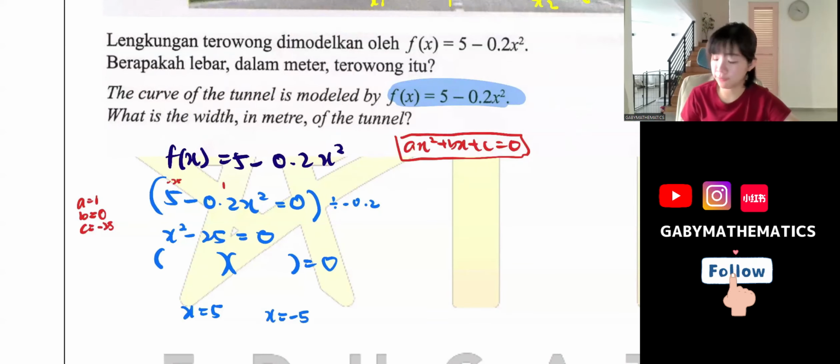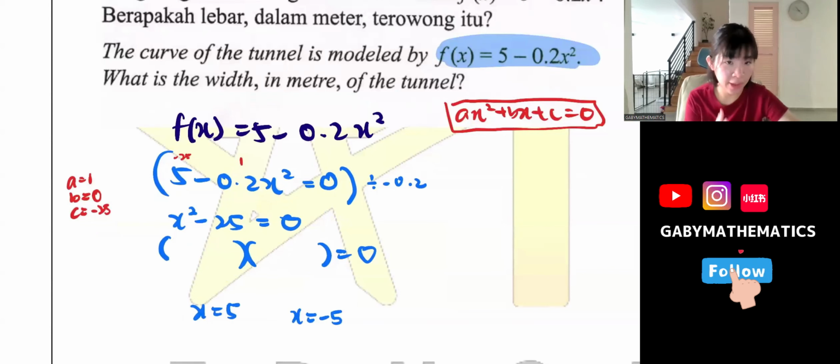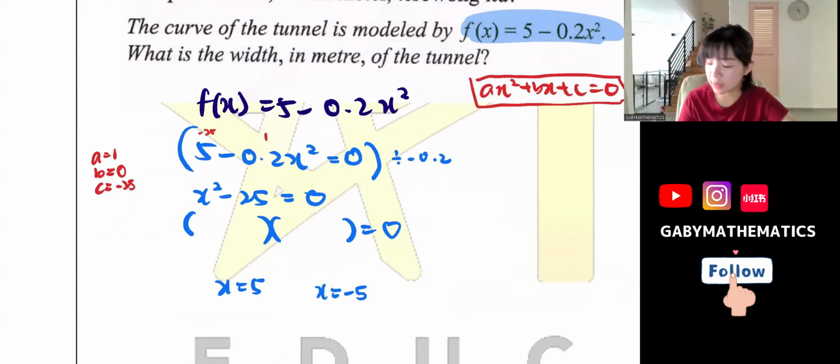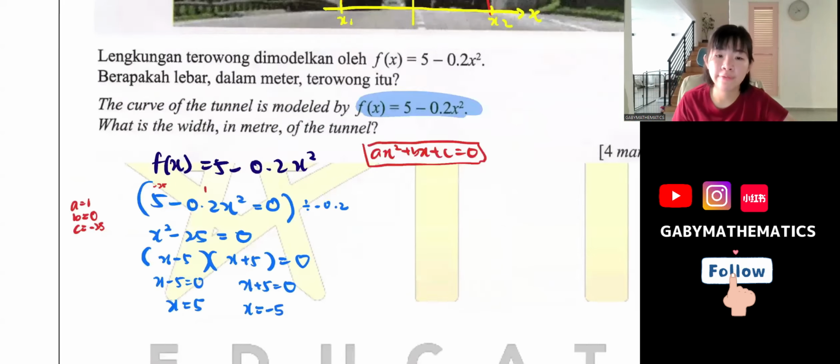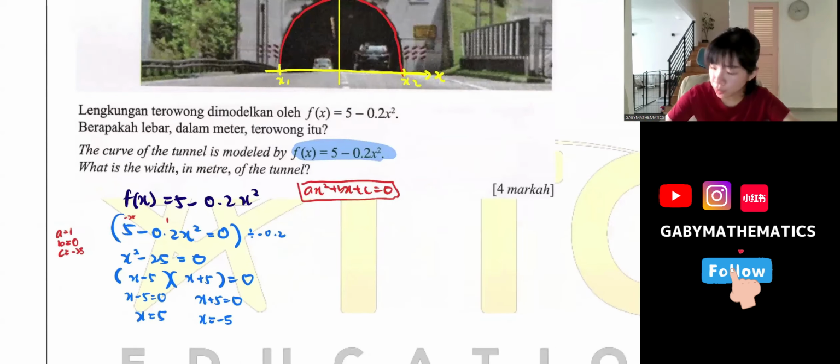If you don't know how to get it, please ask for help, because SPM is coming. This will definitely come up. So x = 5, so x - 5 = 0, and x + 5 = 0. Now for this question, don't go and reject, no need to reject. What we want is x1, x2. So x1 is negative 5 and x2 is 5.